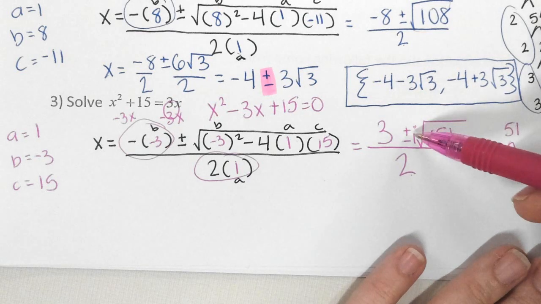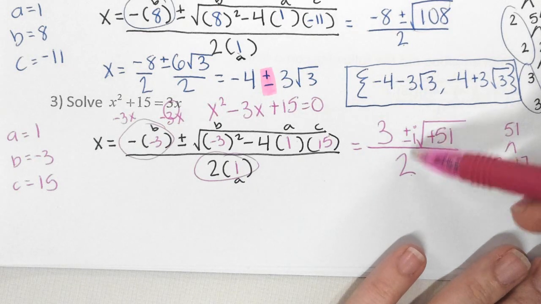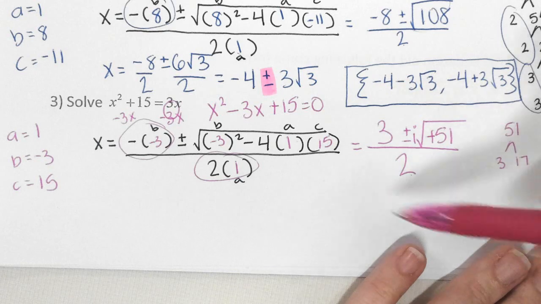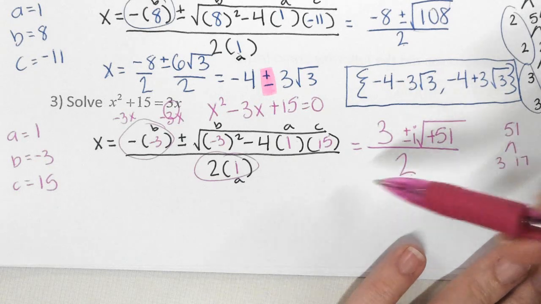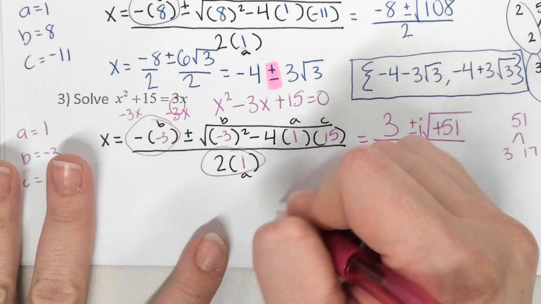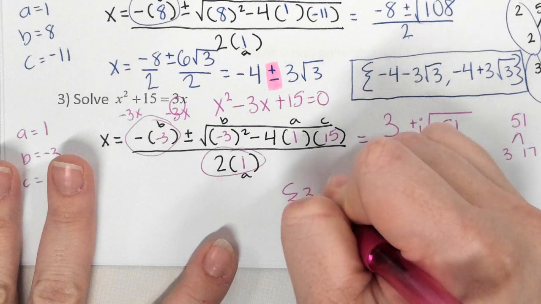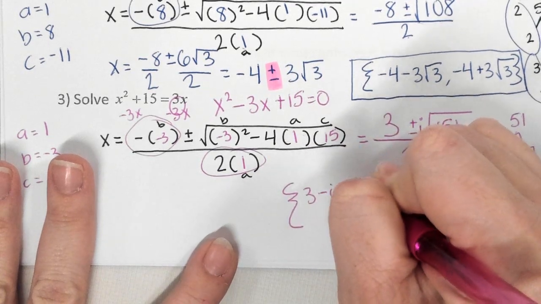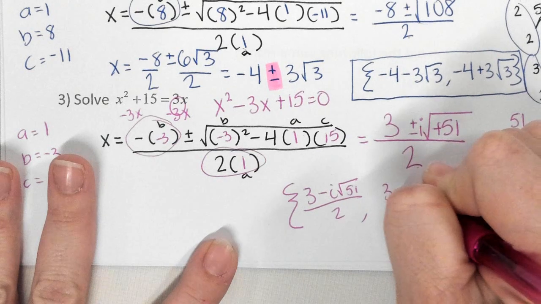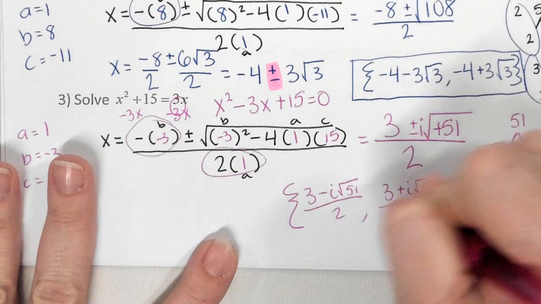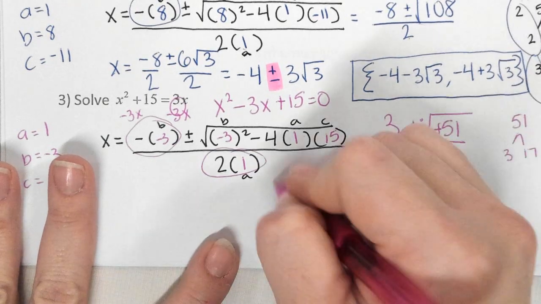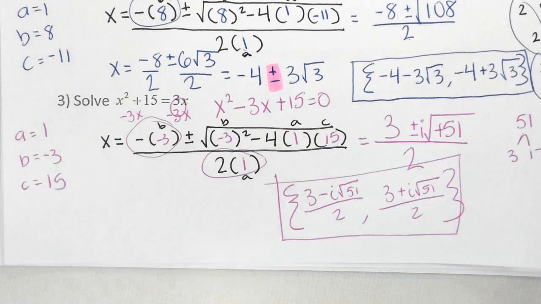Does 3 over 2 simplify? No, and technically this is 1i or whatever. Does 1 over 2 simplify? So does anything here simplify? So do you need to separate your denominator? No. So we have 3 minus I square root of 51 over 2 and 3 plus I square root of 51 over 2. Now if you did separate your denominator, is that okay? Yes, it's the same thing. Just saying you don't have to.